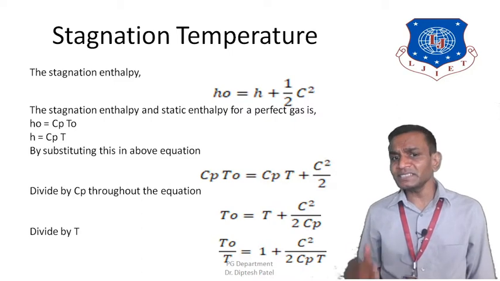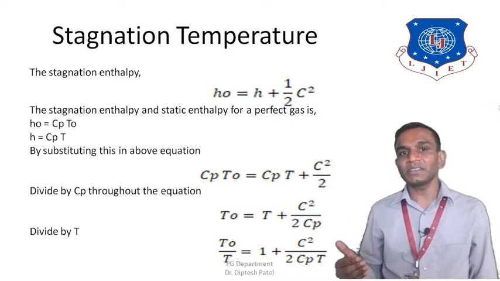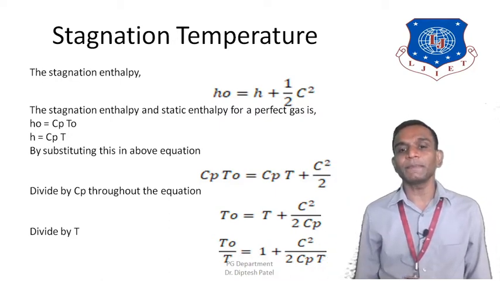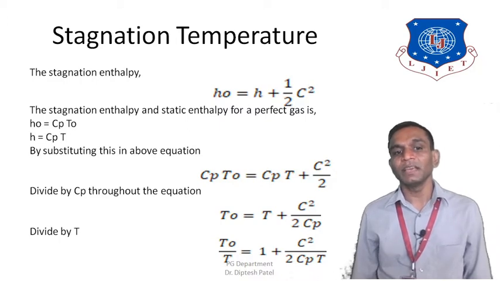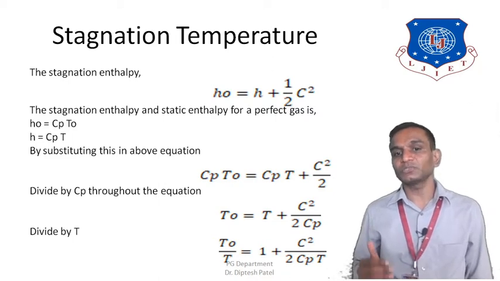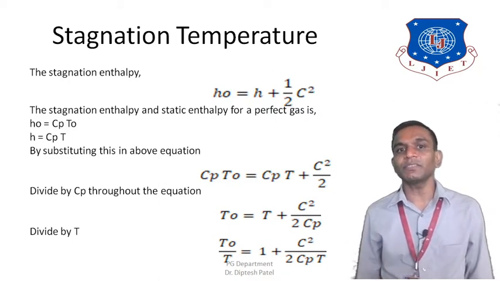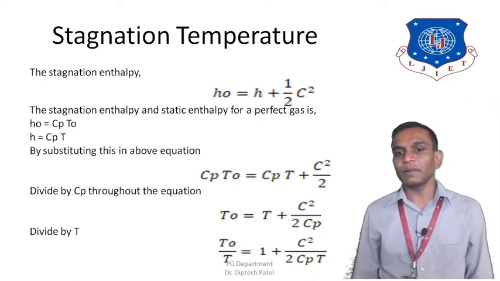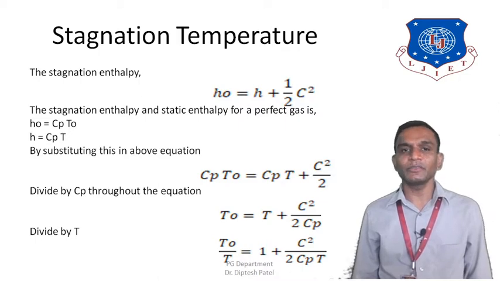Now, let us get the ratio of stagnation temperature to static temperature. We have already derived that T0 is equal to T plus C square divided by 2Cp. Now, let us find the ratio between the stagnation temperature and static temperature. So, T0 divided by T, the ratio of stagnation temperature to static temperature, is equal to 1 plus C square divided by 2CpT.